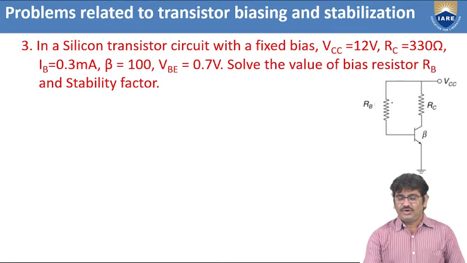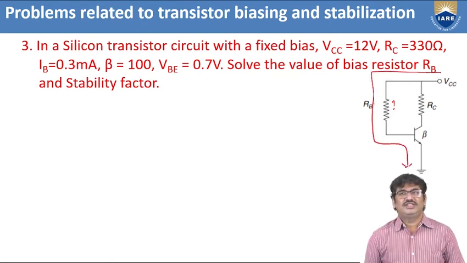Here we need to find out what is the value of RB. For finding out the RB value, first you will write the KVL expression for the input circuit. The input circuit consists of VCC, RB, and the voltage between base and emitter, which we will take as VBE. So first you will write the KVL expression for the input circuit.